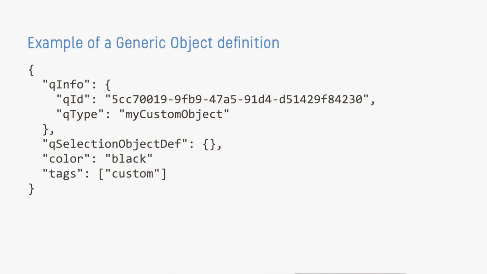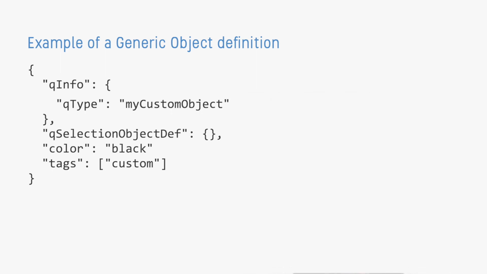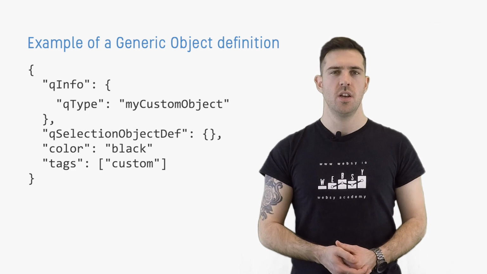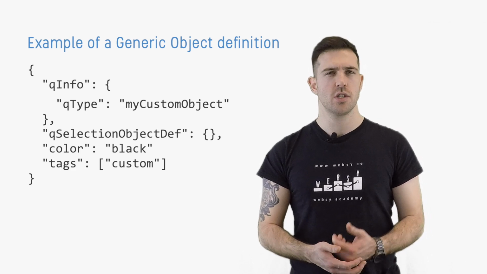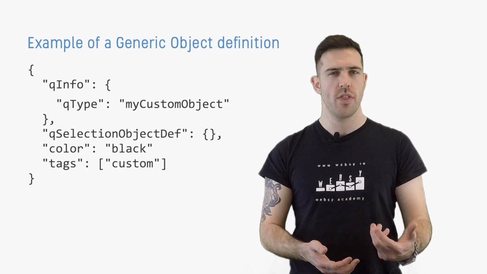All objects need a qInfo section, which stores the ID and type of the generic object. If we don't specify the qId, the engine will create it for us. The qType property, however, must exist. The value itself is not important as long as it's there and provides us with a mechanism to understand what to do with that object in the application we're building.